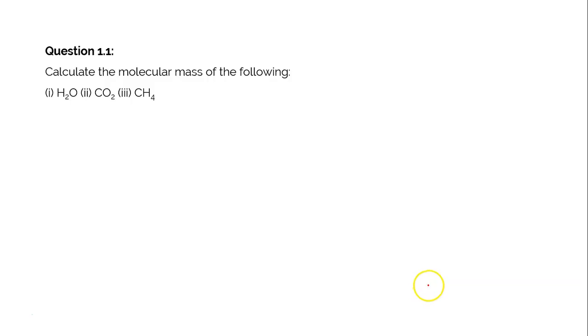These are the exercise questions, not in-text questions. Please keep that in mind. Question number 1.1, in fact, is to calculate the molar mass of the following molecules given. First one is H2O, second one is CO2, and third one is CH4.